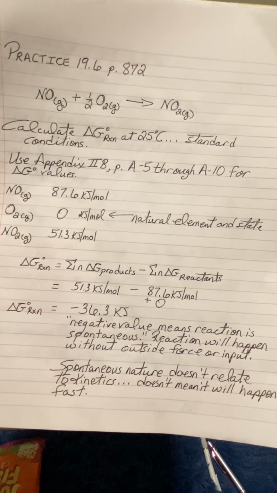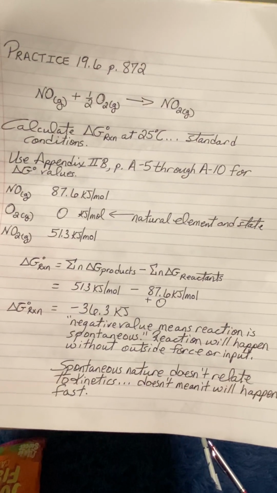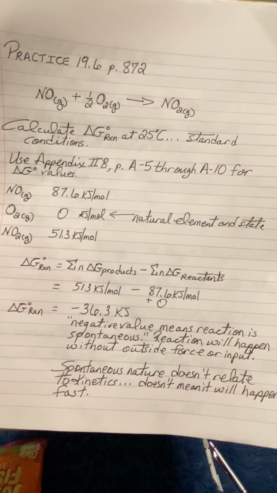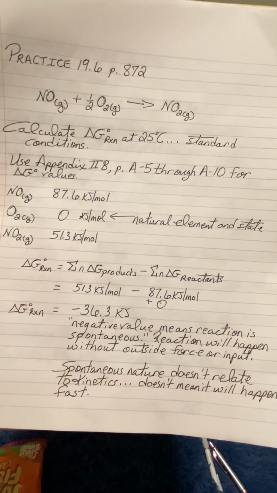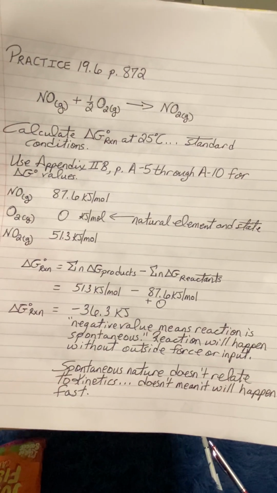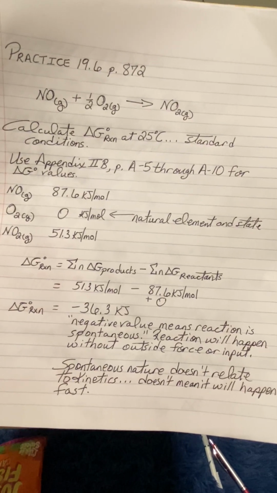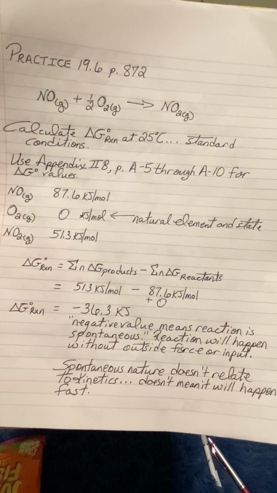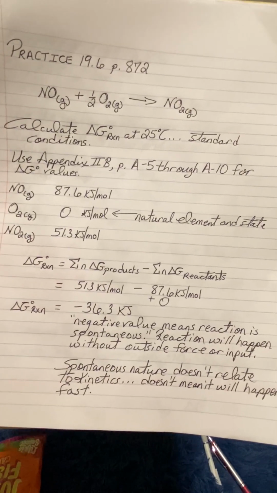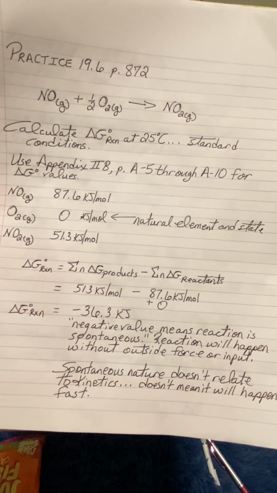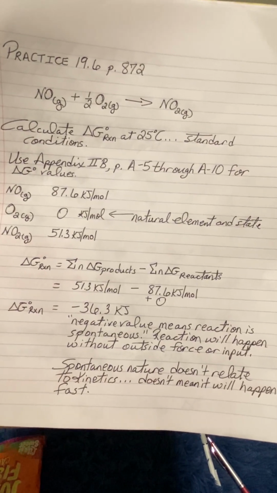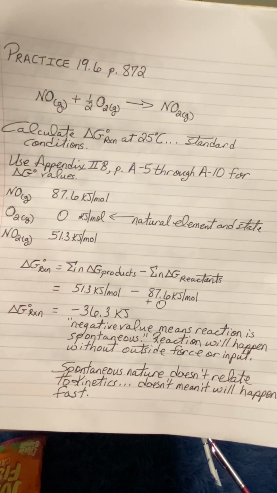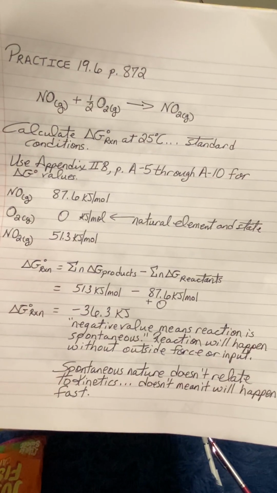You don't need to memorize them. You just need to go to the back of your book, those Appendix 2B, way back there, pages A5 through A10. Okay, we're going to gather those data values for each of the substances. Make sure you use the delta G column. Those tables also have enthalpy and entropy values. Okay, so we've got them there for you: 87.6, 0, and 51.3.